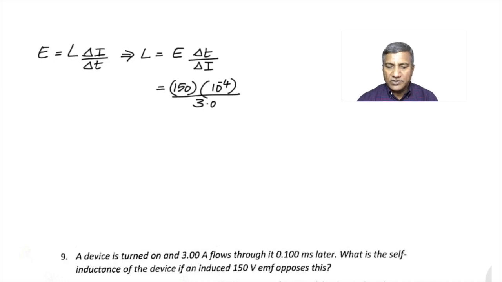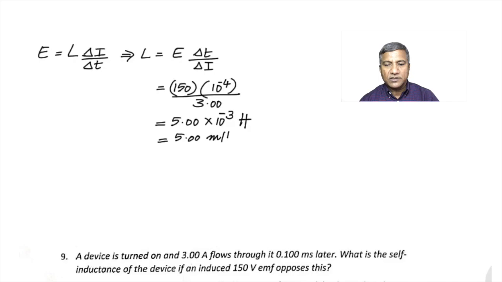So make the self-inductance the subject and rearrange to get E times delta T by delta I. It's going to flip because you're changing directions, and the time is 0.1 milliseconds, which is 0.1 times 10 to the negative 3, or 1 times 10 to the negative 4. So that's why you see the 10 to the negative 4 there, and then divided by the current, which is 3 ampere. So when you calculate, you get 5.00 times 10 to the negative 3 Henry. Henry is the unit of inductance. That could be written as 5 millihenry.